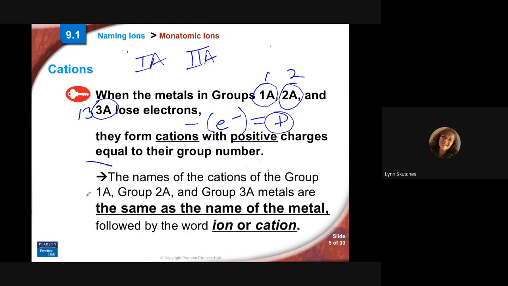Super cool naming cations. You just name the metal. You should say ion after it. You don't need to say cation. Right? That's extra letters. That's an extra syllable. If you're talking about metals, of course they're going to be cations because they lose electrons. So when we name them, we just name whatever the element is, blank ion: sodium ion, calcium ion, whatever it is.